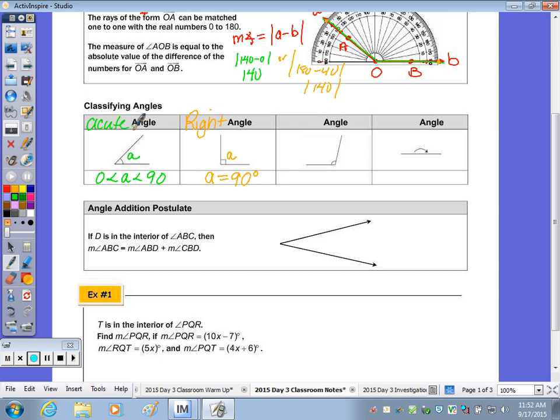Third one, again, that looks to be greater than 90. And then the last one looks to be exactly 180. So we talked about this in the beginning. If I call this A, A is exactly 180 degrees. This is a straight angle. When angle A is between 90 degrees and 180 degrees, that's an obtuse angle.